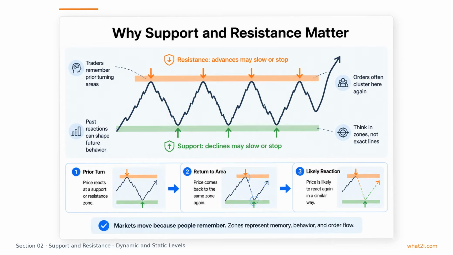The important idea is not that price must reverse there, but that those areas deserve attention. For a swing trader, support and resistance create a framework for planning instead of guessing. They help you think in terms of likely reaction zones rather than random movement.